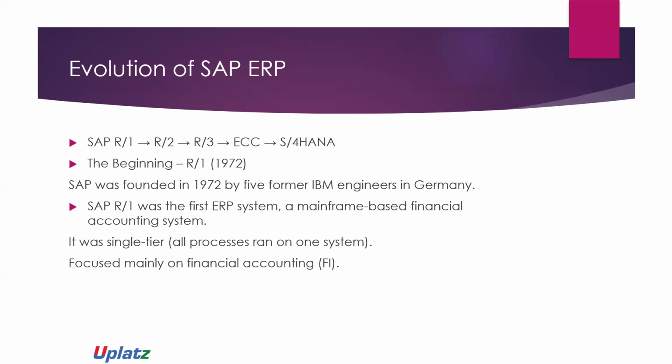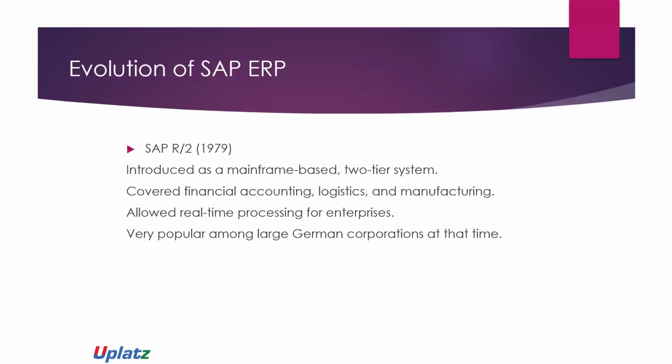SAP R1, which is called real-time 1, came into the market in the year 1972 with the help of five former IBM engineers in Germany. SAP R1 was the first ERP system, a mainframe-based financial accounting system, which took care only of financial accounting, and it is a single-tier system.